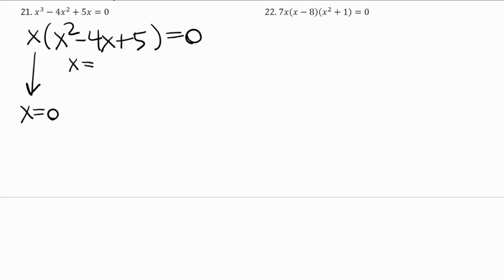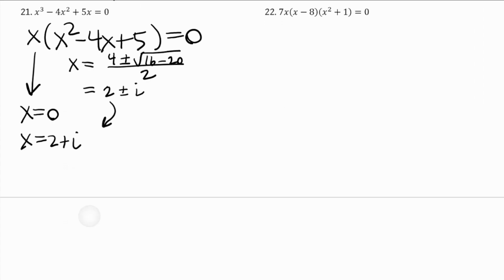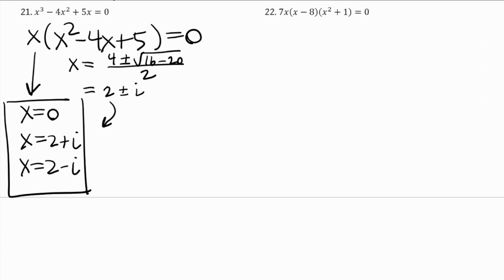Over here, I need to do some quadratic formula work. Negative b is positive 4 plus or minus the square root of b squared minus 4ac all over 2a. I feel like we've solved this one a couple of times. This is a real nice one. 4 plus or minus the square root of negative 4 divided by 2. That's 4 over 2 plus or minus, square root of negative 4 is 2i, so 2i divided by 2 is just 1i. So x equals 2 plus i, x equals 2 minus i. These are my 3 roots to my degree 3 polynomial.